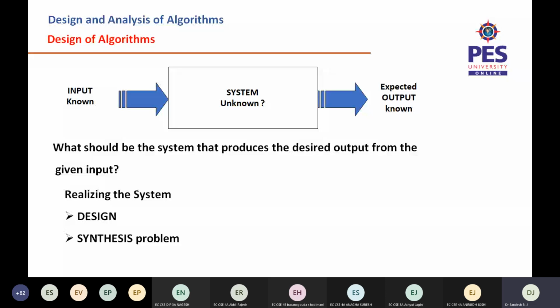So in terms of design, you know the problem statement, you know what input needs to be given, and you know the expected output, but you don't know the system. What should be that system that produces the desired output from the given input is the question. So this is realizing the system. This is a synthesis problem, or you need to design an algorithm.